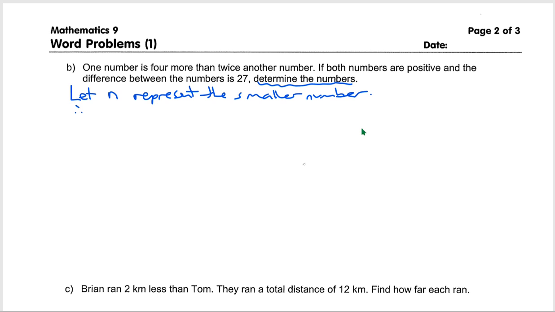And so therefore, what's going to be the bigger one? So 4 more than twice the first number. So 2n plus 4 represent the larger number. Now, do you notice I used a therefore and not a second let? Can you think why that is? Why I didn't write let 2n plus 4 represent the larger number?